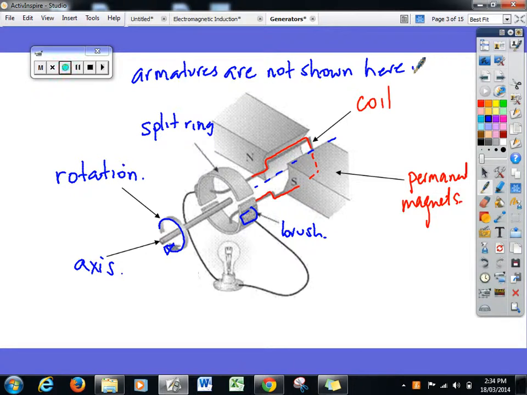Okay? Right, so if you can label a DC motor, can you label a DC generator? Yes, they're identical. The only difference is this. Okay? That used to be a power source.